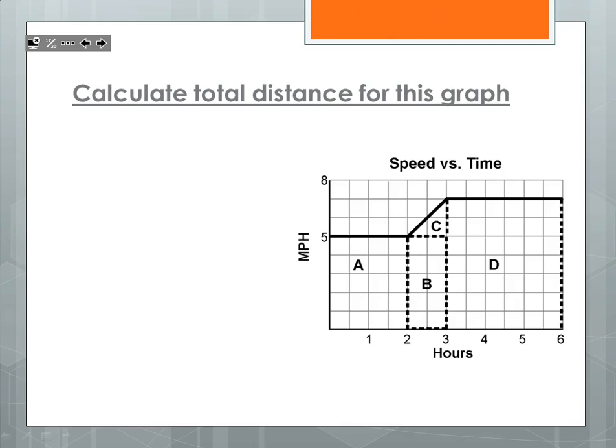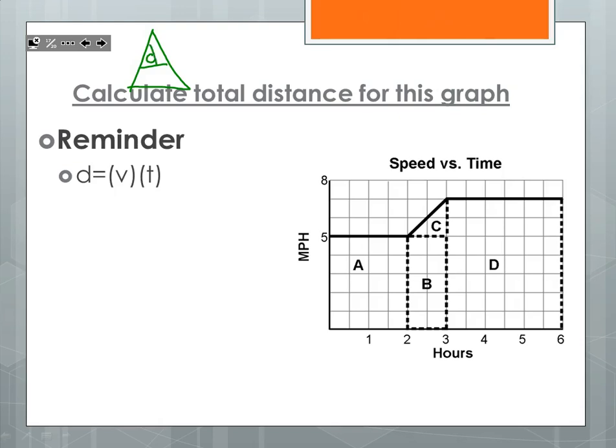I know that we did it yesterday, and I had several students who were still a little confused about it. So let's look one more time at how to find a total distance using a speed versus time graph. Let's remind ourselves that distance equals speed times time. Remember, if we took the handy dandy little triangle, the top would be our distance, and the bottom 2 would be our speed and our time.